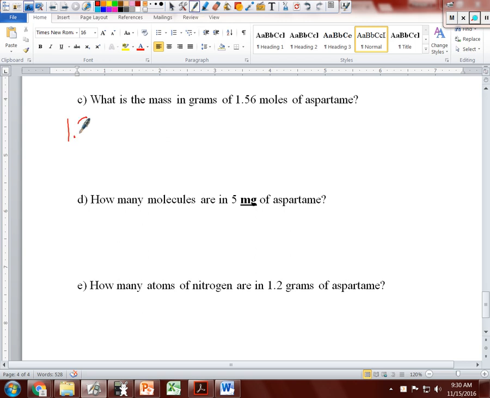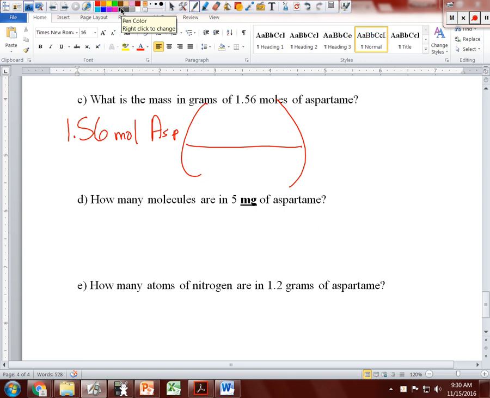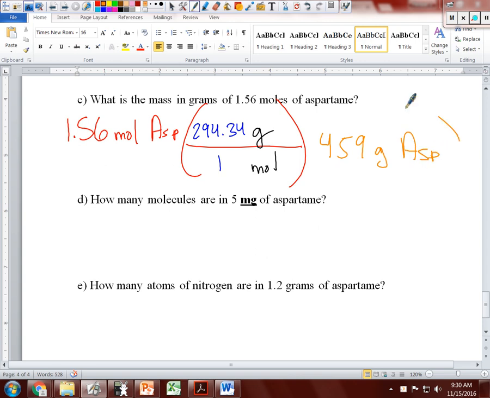So we're starting out with 1.56 moles of ASP, and we're trying to go to grams. Can you go from moles to grams in one step? Yes, so we've got moles, we've got grams. What goes beside moles? 1, what's the mass? 294.34. So when you multiply those two numbers, what did you get as the final answer? Okay, very good. 459 grams of ASP. All right. Any questions on that?